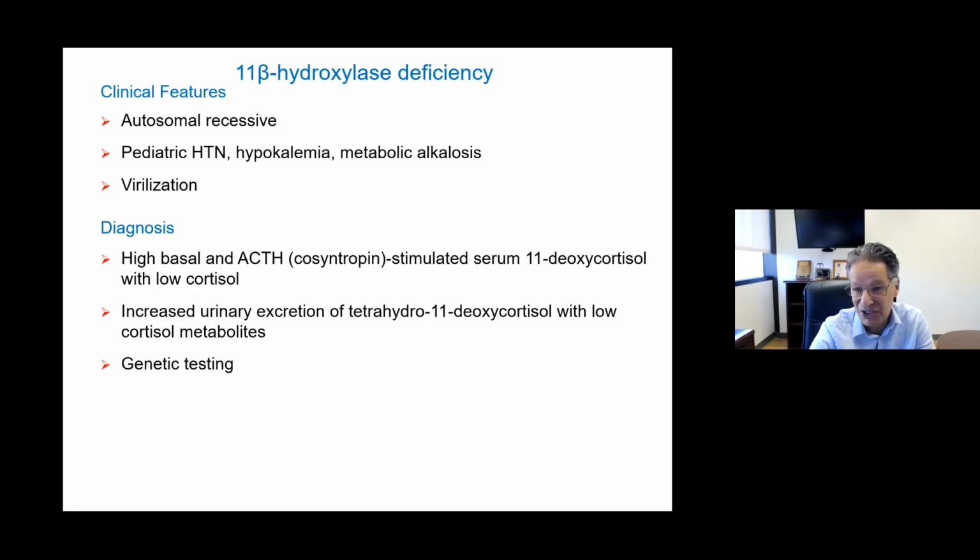And the 11-deoxycortisol is metabolized, so you can measure this metabolite in the urine also, again with low cortisol excretion rates. And genetic testing is one way to go. The treatment is with glucocorticoids to try to suppress ACTH, or use in combination MR blockers and ENaC blockers.